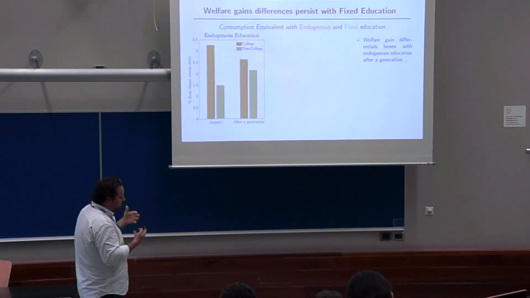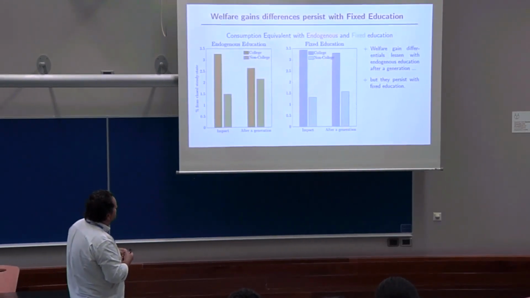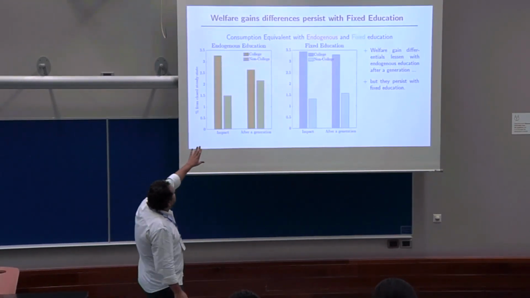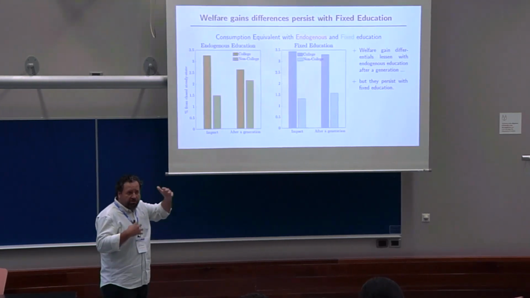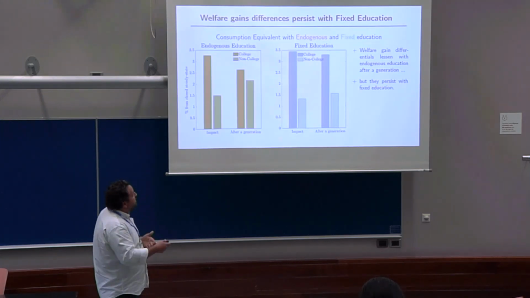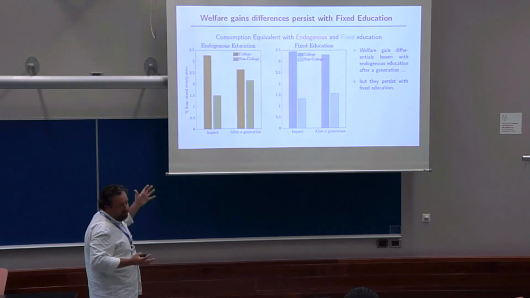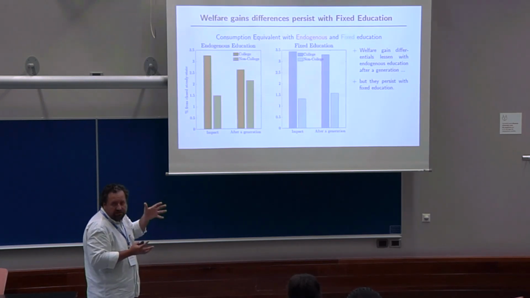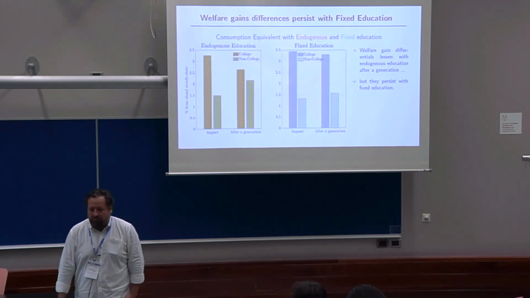Now, in terms of welfare, you can see here that in the fixed education model, on impact, the uneven effects on welfare are pretty much the same. Why? Because going to college is like a slow-moving object, right? But after a generation, you can see again what I showed you before, which is basically in the fixed education model, this big gap doesn't disappear, while when you have endogenous education, it kind of disappears.